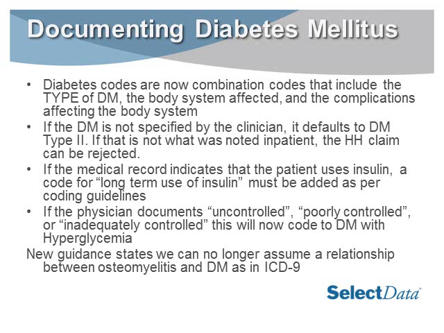Now, if your physician documents uncontrolled, poorly controlled, or inadequately controlled, this will now code to diabetes with hyperglycemia in ICD-10. Previously, we could only code it as such if the physician stated it was uncontrolled or out of control. Otherwise, everything coded to controlled. Now we have much more leeway when it comes to verbiage, where if they do state that it's poorly or inadequately controlled, we can now assign a code to reflect that. And new guidance for ICD-10 states we can no longer assume a relationship between osteomyelitis and diabetes as we did with ICD-9. The physician now has to state that there is a causal relationship between the two.